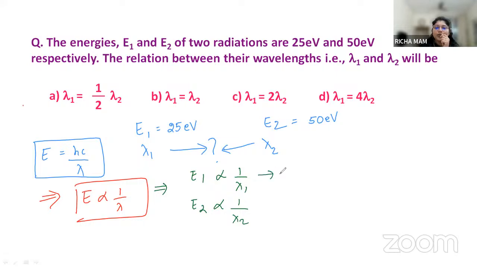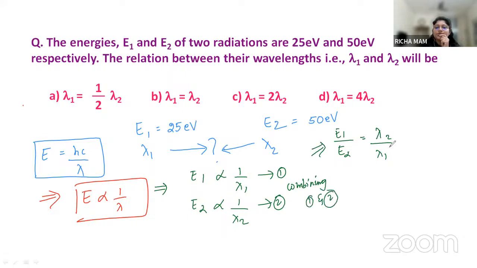After combining 1 and 2, I am going to get E1 by E2 is equal to lambda 2 by lambda 1. Put the values. E1 is 25 and E2 is 50, equal to lambda 2 by lambda 1. So 25 ones are 25, twos are 50. So it is 1 by 2 is equal to lambda 2 by lambda 1.